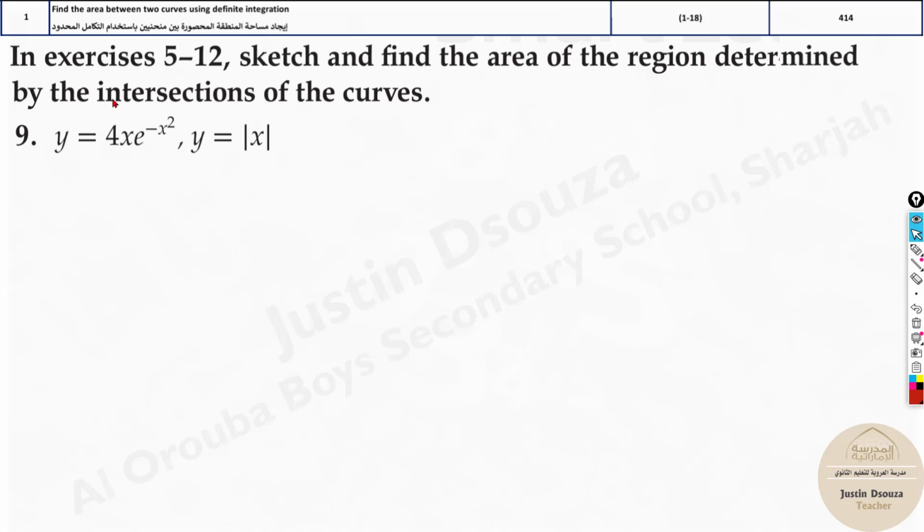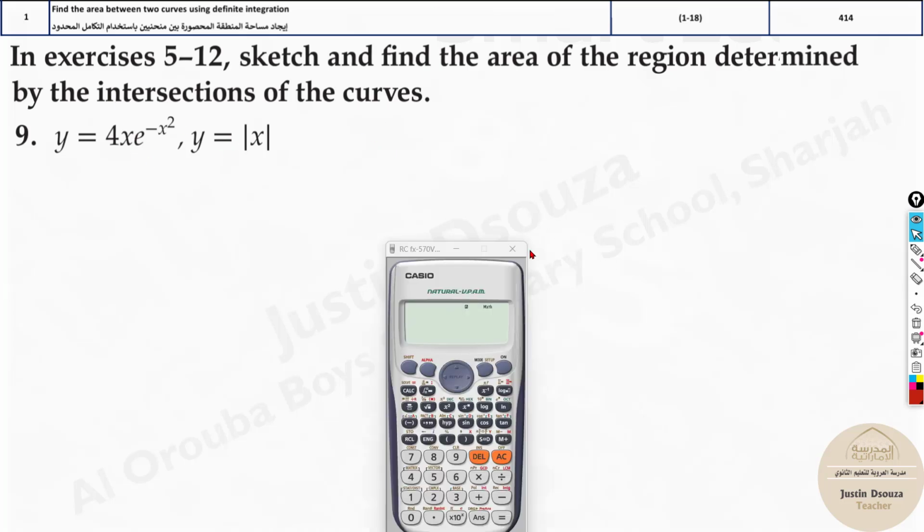But now what happens if it's complicated problems? The best and most reliable shortcut method is the table method, mode and 7. That's the table method. Now let's type this out.